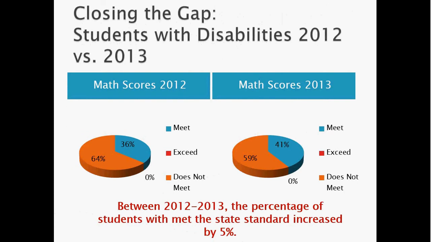So let's look at an area where we actually closed an achievement gap. If you look at students with disabilities in 2012 and 2013, we've actually increased the percentage of kids who met from 36% to 41%. So we increased by 5%, which is great. However, we still have 0% of kids exceed the EOCT for both those years. So we need to continue to look at that.